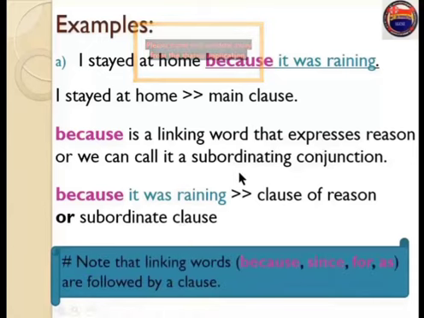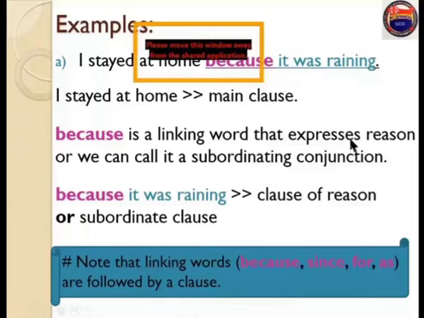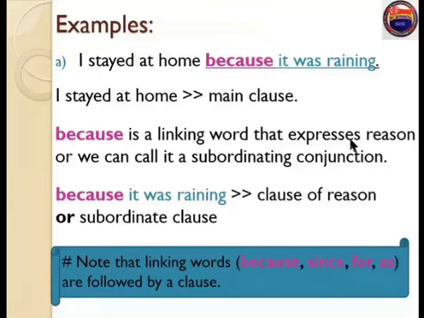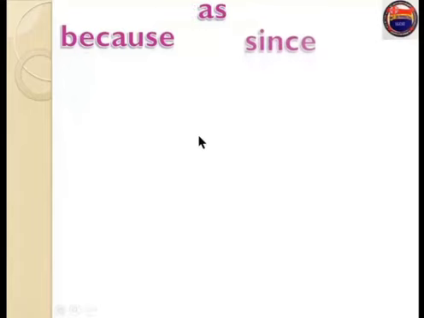A note here that linking words like because, since, for, and as are followed by a clause. So if you look here, because it was raining, this is a full clause. It has a subject, it, and a verb, was raining. Now let's have more examples for the linking words because, as, since, and for.